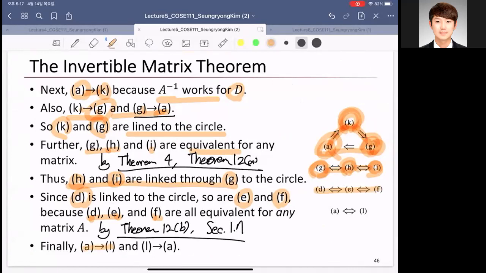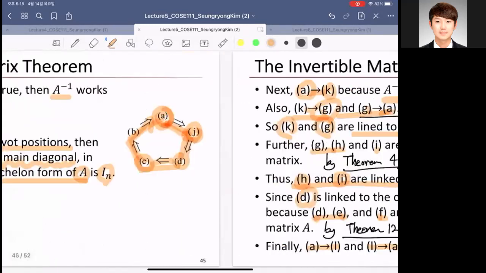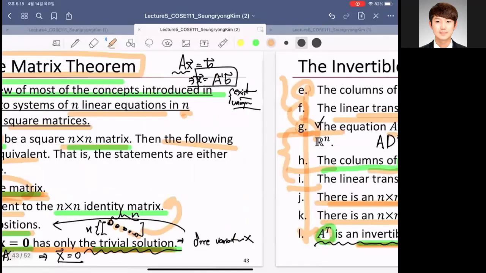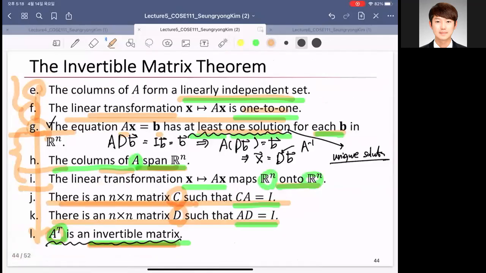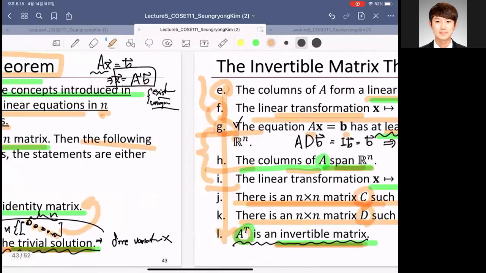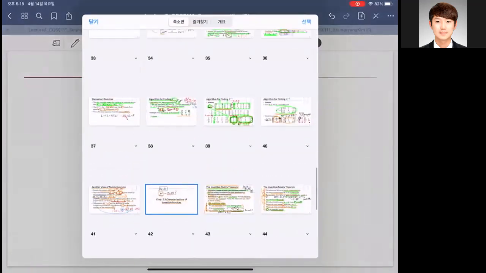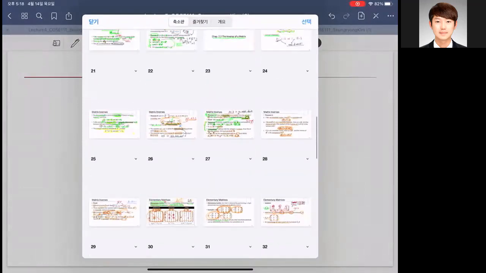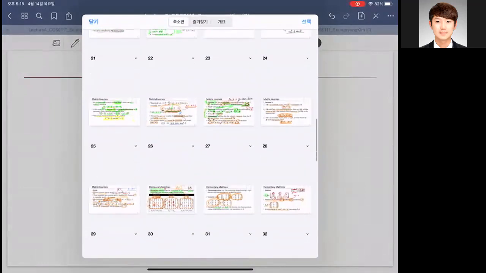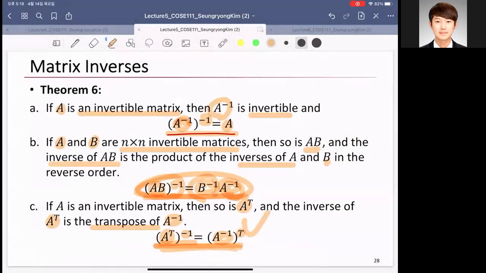Finally, A to I and I to A, and A to L and L to A are true. Why? Because if A is an invertible matrix, then A transpose is also an invertible matrix, by the properties of invertible matrices, let me show you here. So due to these properties, if A is invertible and A transpose is also invertible, right? So it's also true.